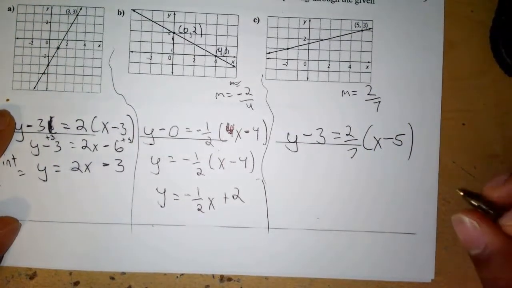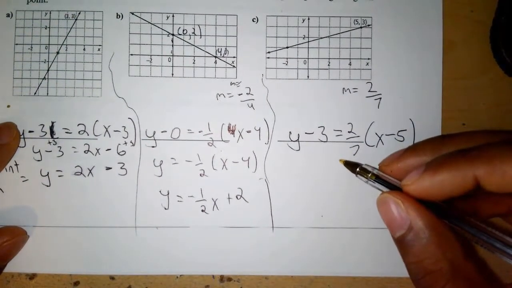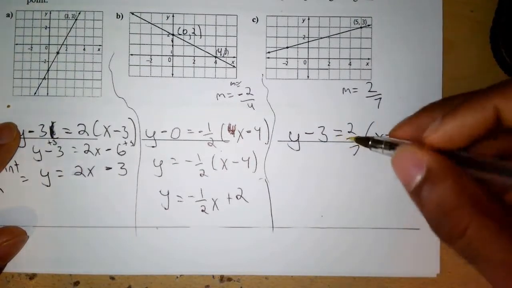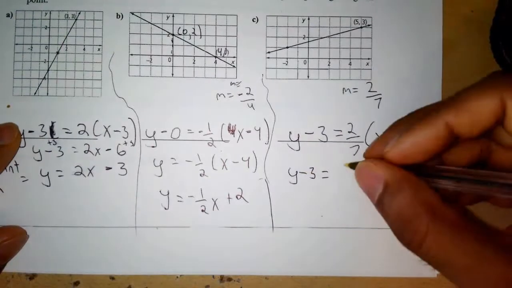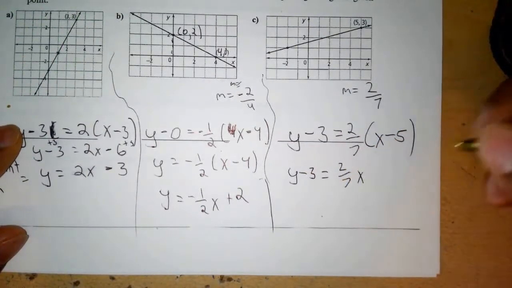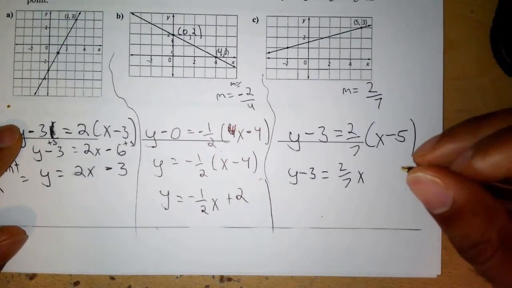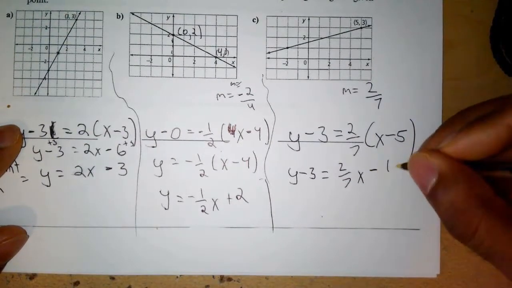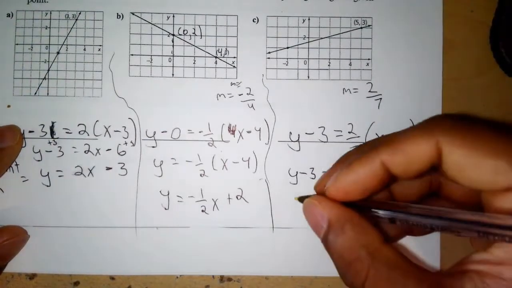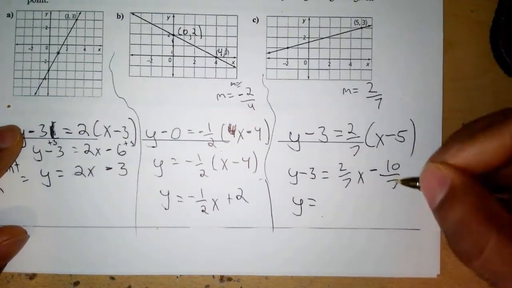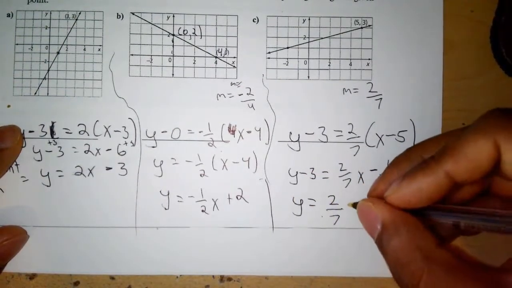There we go. So that's the point slope form. And if you want to convert it to slope intercept form, you simply multiply this out. So y minus 3 equals 2 over 7 x, and negative 5 times 2 over 7, which is going to be negative 10 over 7, because negative 5 just multiplies with the numerator. And finally, y equals, move the 3 over, you get 2 over 7x.